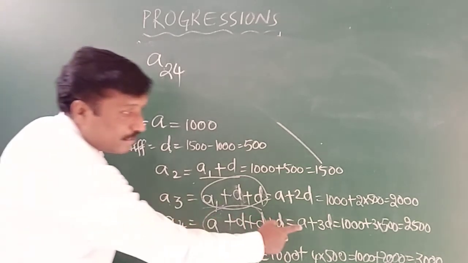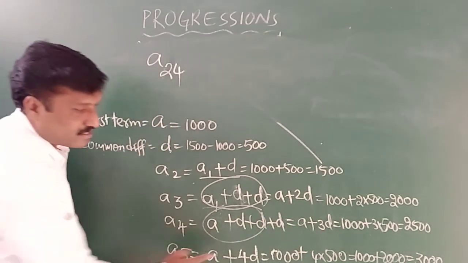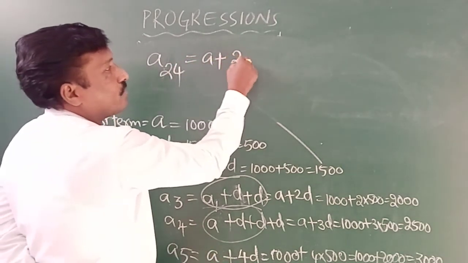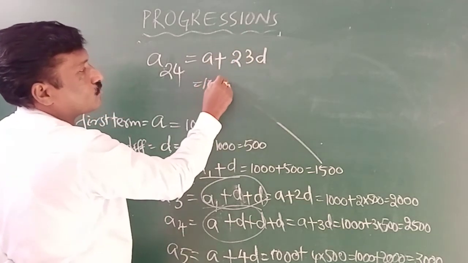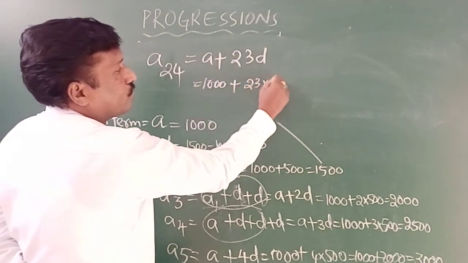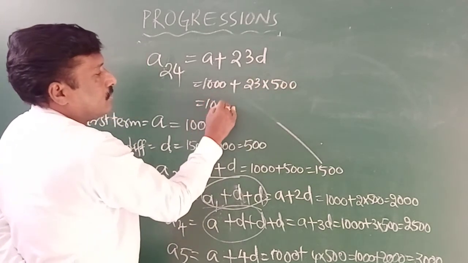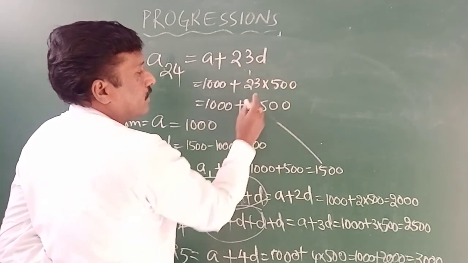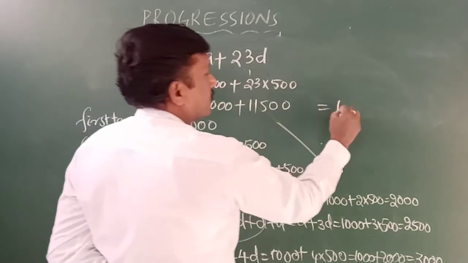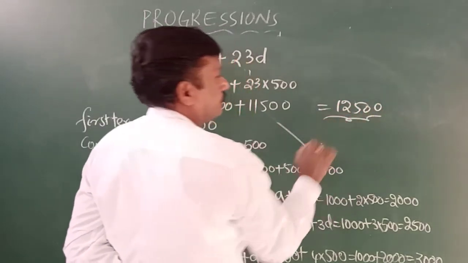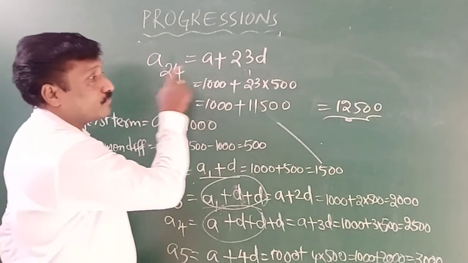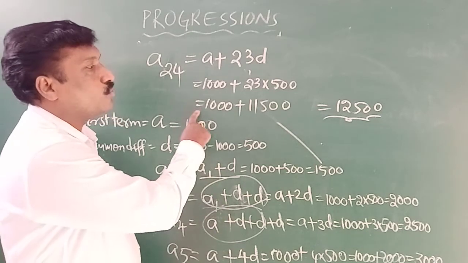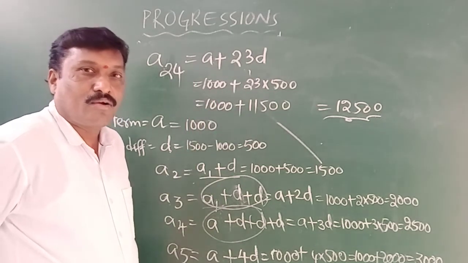I want the fourth term means a plus 3d it is coming. Fifth term means a plus 4d it is coming. 24th term means a plus 23 into d. So a is 1000, 23 into 500. 1000 plus 11,500, so you are going to get 12,500, which is the 24th term. Means at the end of the 25th month, your amount is going to become 12,500.